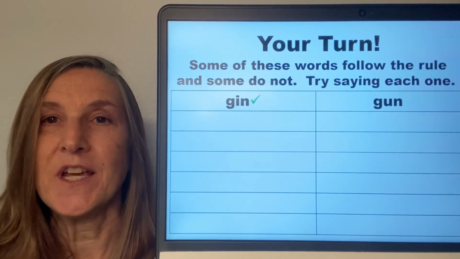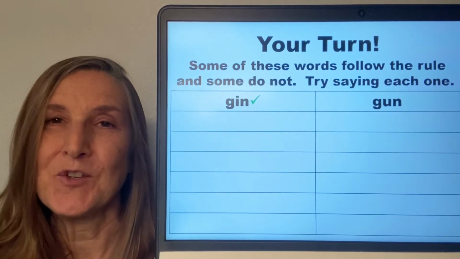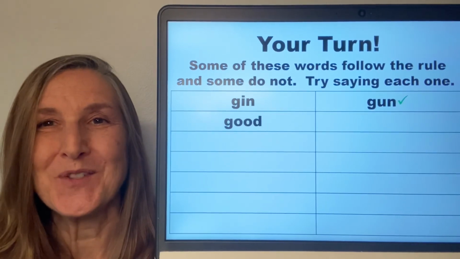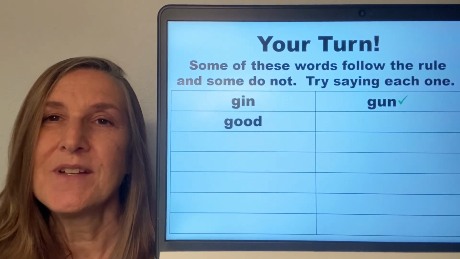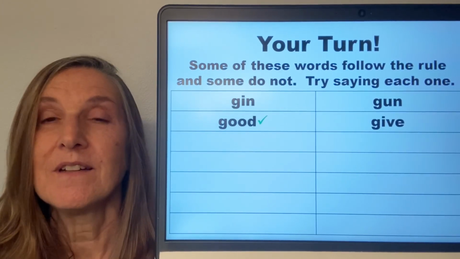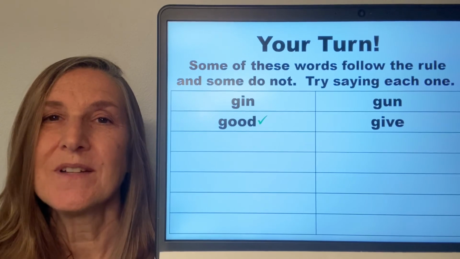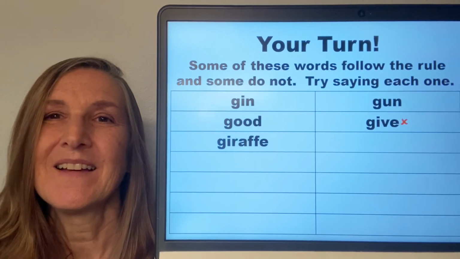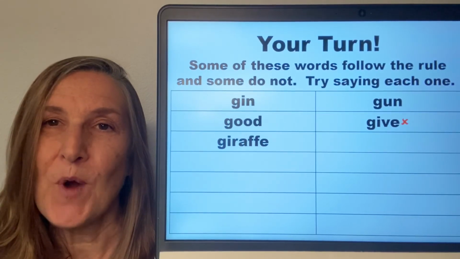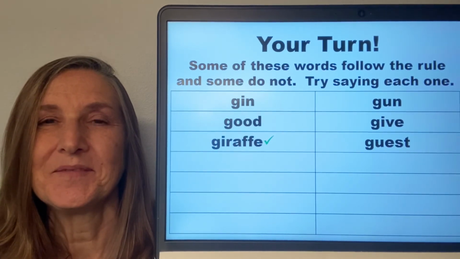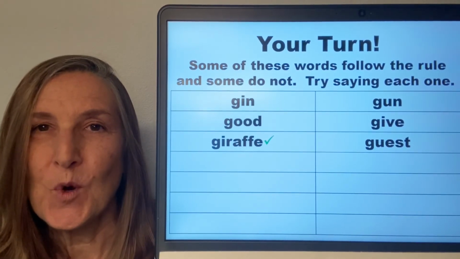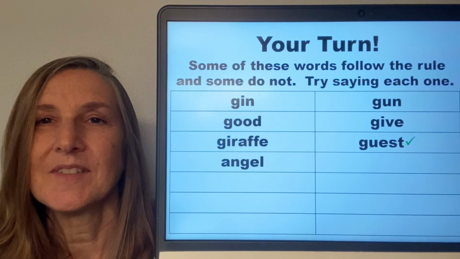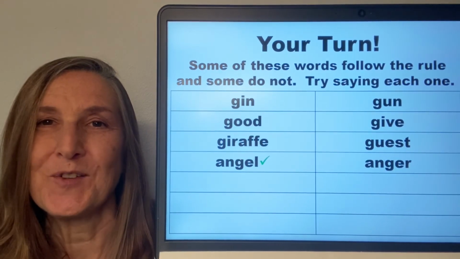That was the word gin, and it obeyed the rule. Now you try the next word. That is gun. It obeys the rule as well. Our next word is good, obeying the rule. The next word is give, and it is an exception. The word giraffe follows the rule. The word guest also follows the rule. Angel follows the rule.